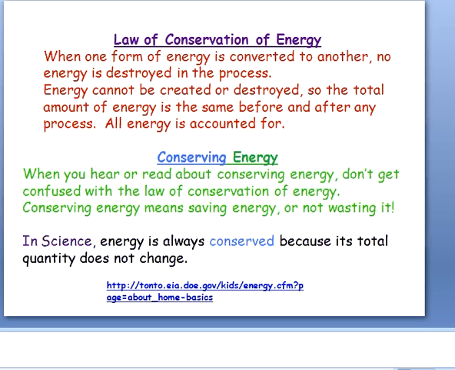But the law of conservation of energy is a different story. It says that when one form of energy is converted to another, no energy is destroyed in the process. So energy cannot be created, and it can't be destroyed. The total amount of energy is the same before and after any process. All energy is accounted for. Now remember, some of it could be lost as heat, but it's still changed to a different form of energy, heat energy. So the law of conservation of energy is a little bit different than just conserving energy by turning off the lights.